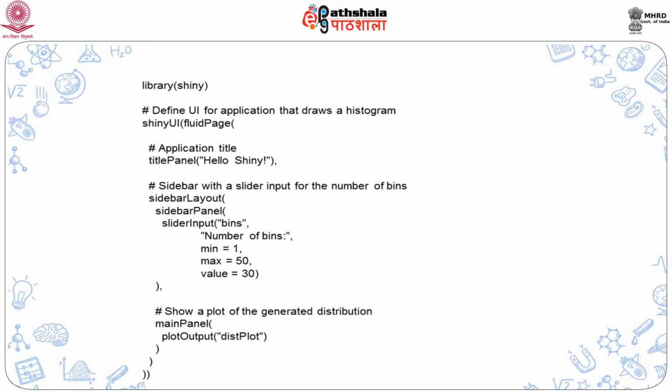Then we are defining the UI for an application that draws a histogram, as we have done in the previous examples as well. Here we are giving many things, like the application title and the sidebar with a slider input for the number of bins, since we are considering a histogram. So it needs to contain bins, and we need to show a plot of the generated distribution. So this is how the whole thing goes.